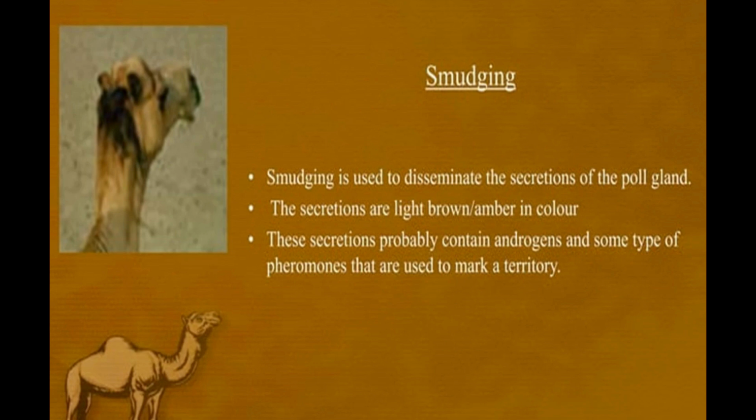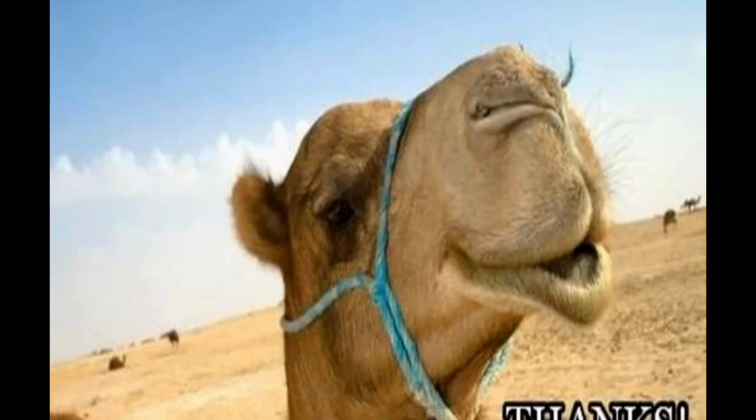Another sign is the secretion of the poll gland, which produces a light brown, amber-colored secretion. This helps to indicate that a female camel is in heat, and it acts as a pheromone signal to other camels.